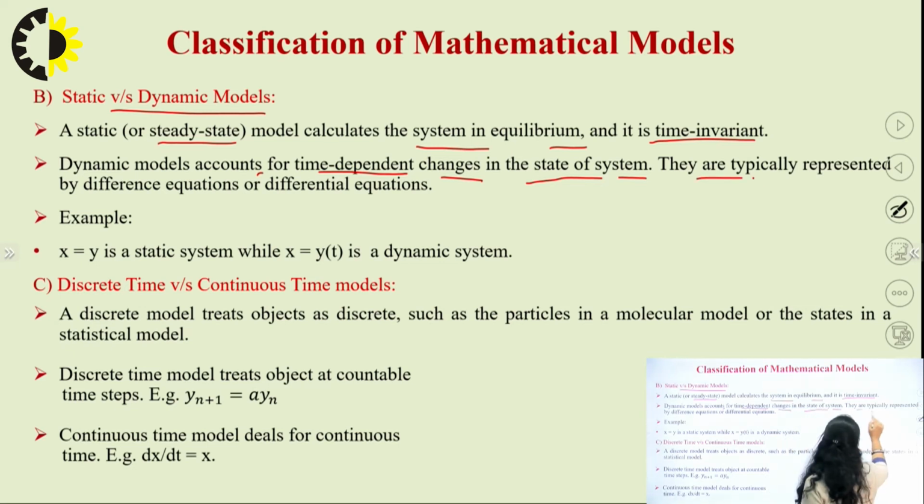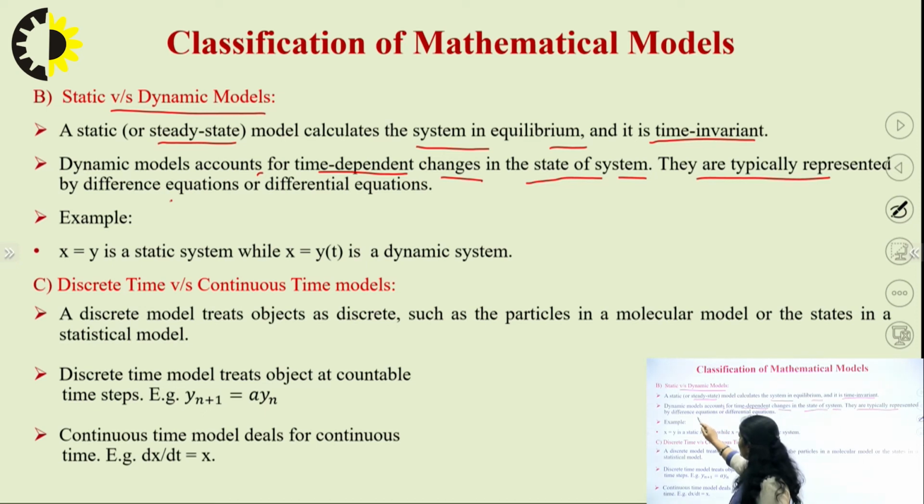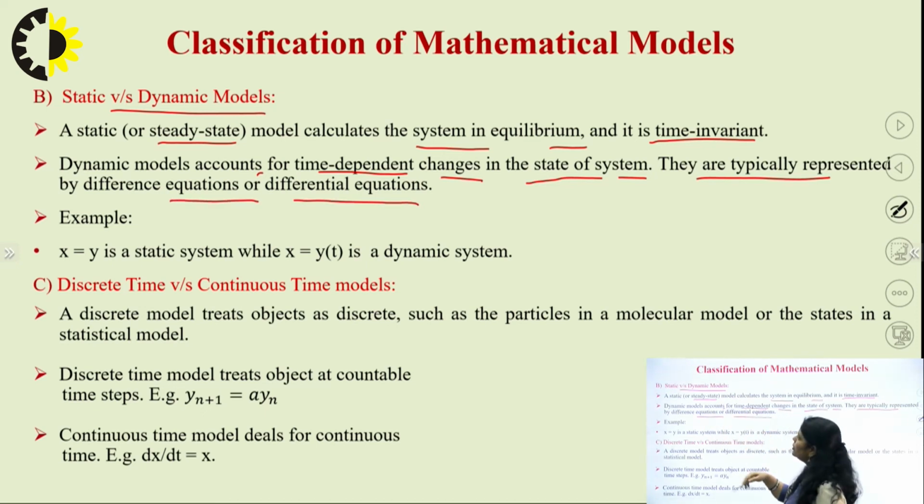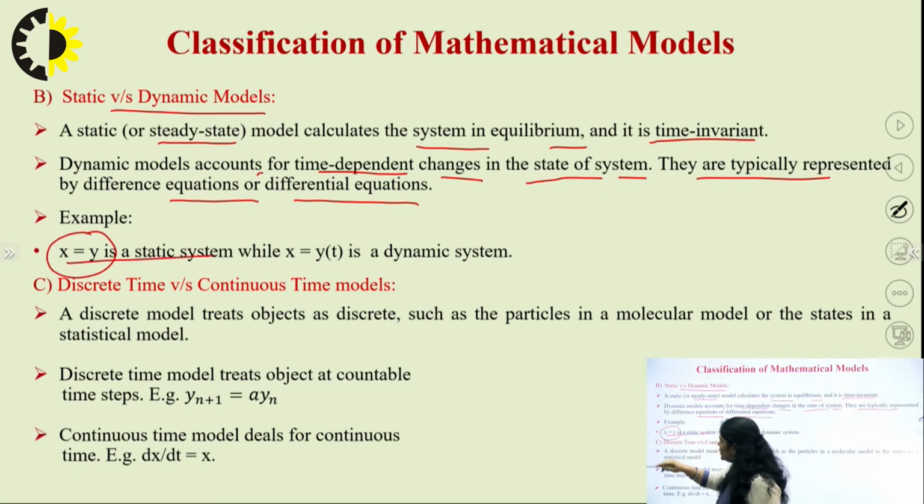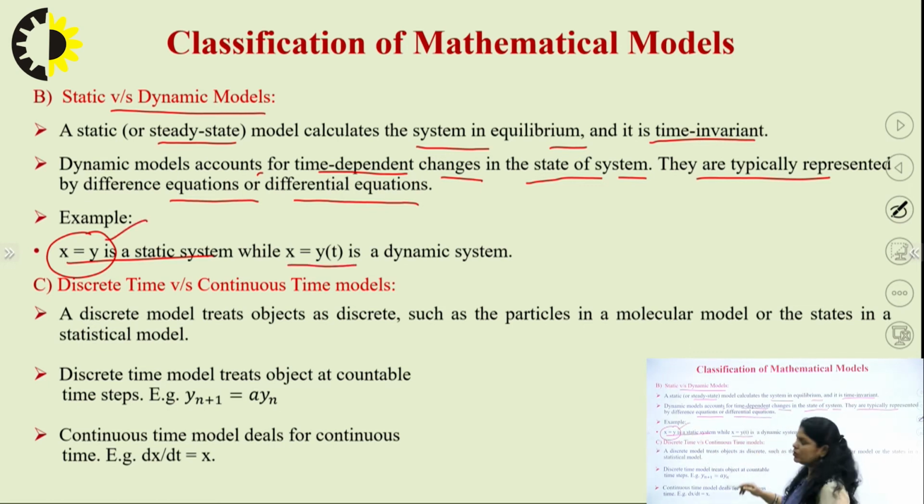And these are typically represented by difference equations or differential equations. So, this is the example of the static system, x = y. It does not depend on time and it will be static in nature, it will not change with time. So, it is the static system, while x = y(t) is an example of the dynamic system, because here it will change with time. As the time changes, the state of the system will also change. So, it is the dynamic system.